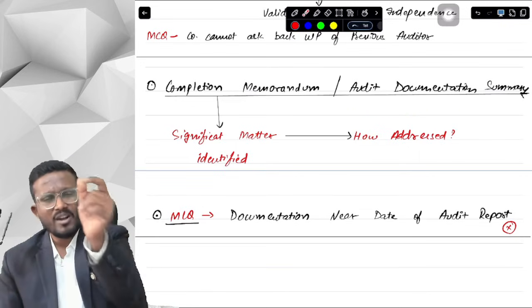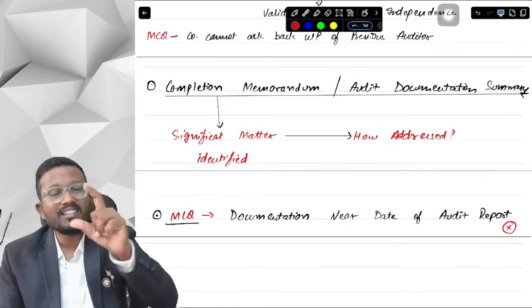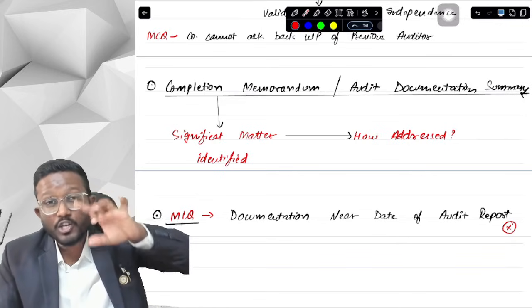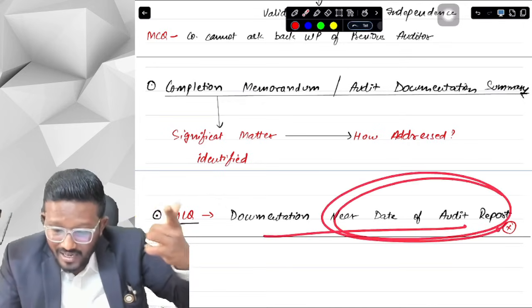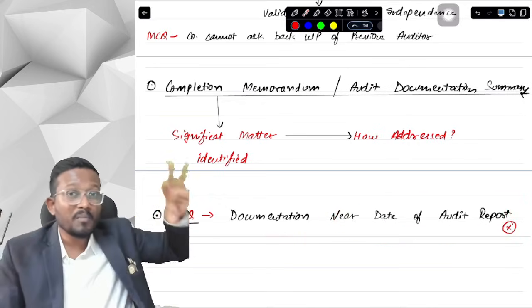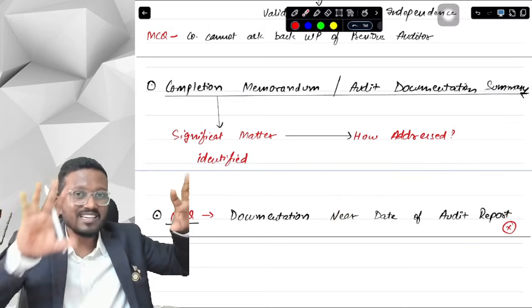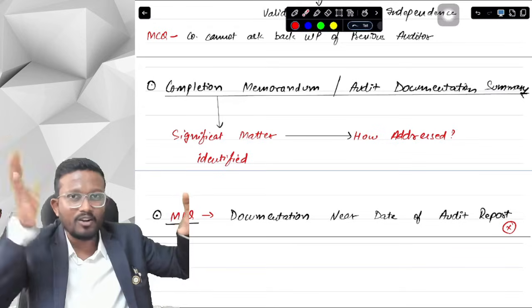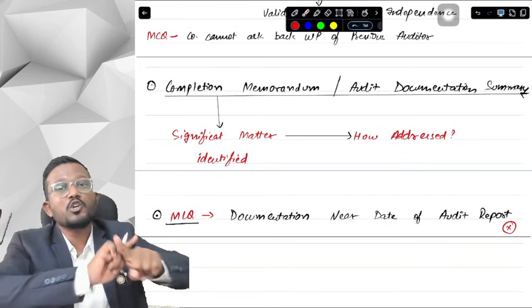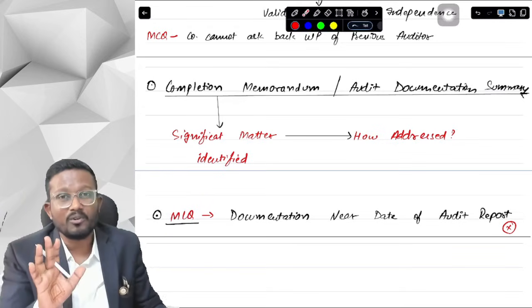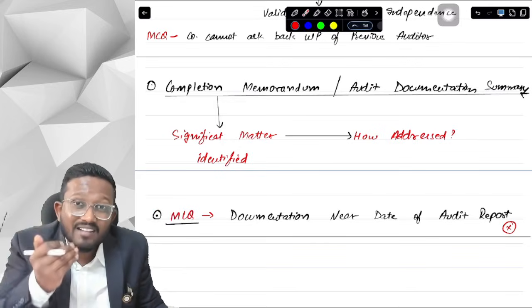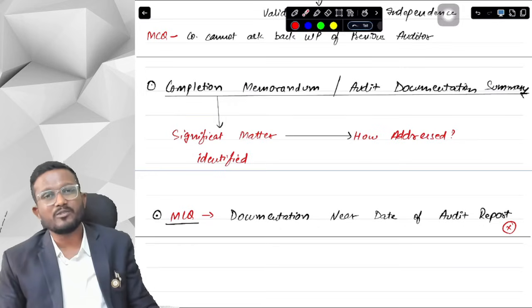Now there is one more MCQ. There is a slight concept that the audit documentation should not be prepared near the date of the audit report. One is audit documentation versus assembly of the final audit file. Obviously, the assembly of the final audit file will be done after the date of the auditor's report. But documentation should not be prepared near the date of the audit report. The documentation should be prepared simultaneously when you are doing your audit procedures.